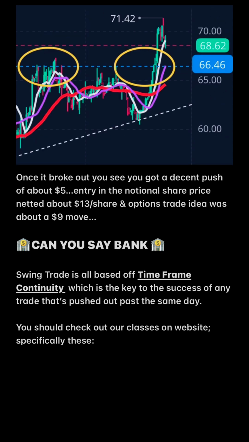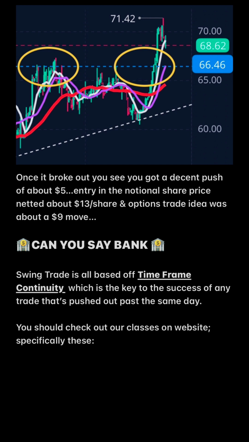So you can see here, once it broke out, you got a decent push of about $5 on a stock trade, and a notional price. If you took the trade from our notional entry, that's about good for $13 a share. Options trade idea would have been about a $9 move. And you can just say bank based on the trade.